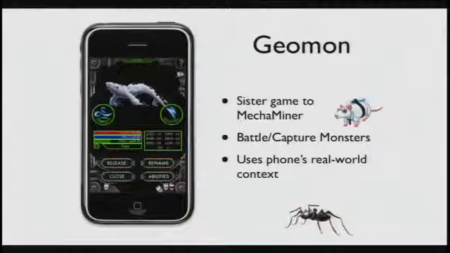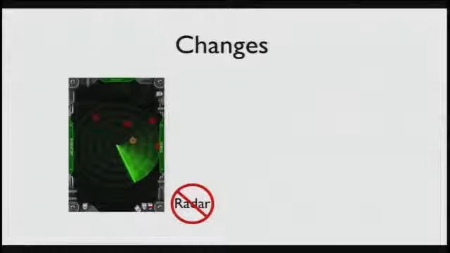Geomon is this game where it lets you find monsters around you and battle them and capture them and train them and everything. And it uses your phone's real-world context to figure out what monsters are around you, like the time of day and the weather, whether or not you're in the city or the forest, that sort of thing. Kind of gives you this radar that shows what's around you. And for Mecha Miner, I wanted to build on the same thing, but instead of using the radar, I wanted to have an actual game world that you move around in.